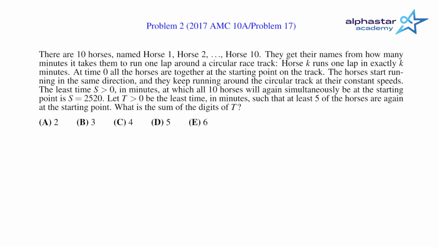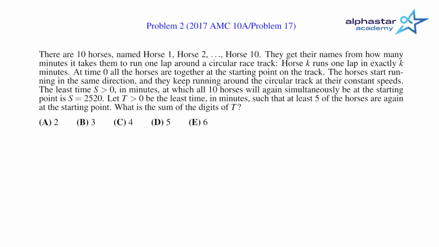Let t greater than 0 be the least time in minutes such that at least 5 of the horses are again at the starting point. What is the sum of the digits of t? To solve this problem, we need to think about which 5 horses we can pick in this case.